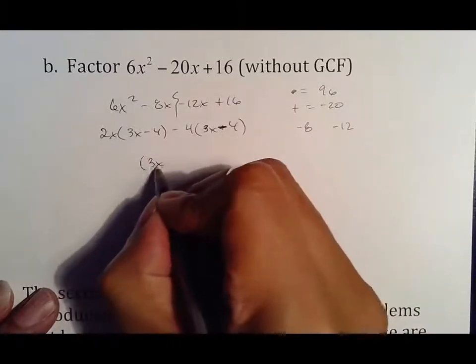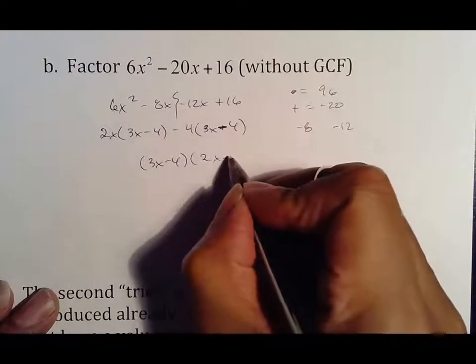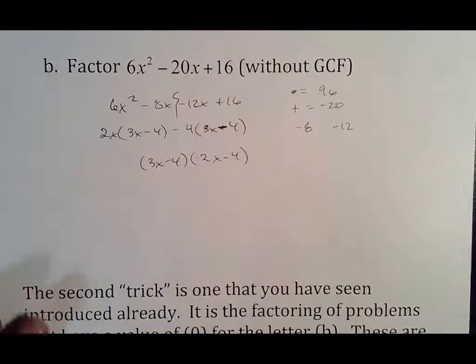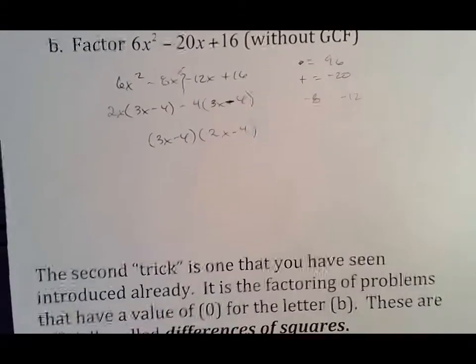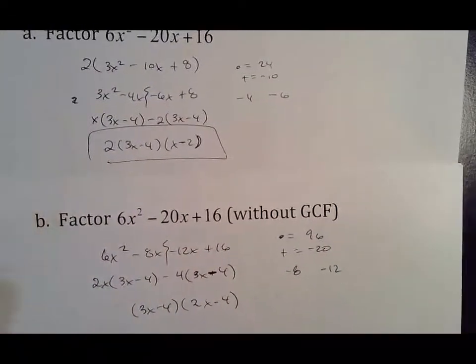Pull off your 3x minus 4. Leave your 2x minus 4. And that is what we think our answer is. But again, looking back, it's the same problem, but there's 2 different answers. And the difference between those 2 answers, if you look carefully, is that this has a 2 in it.